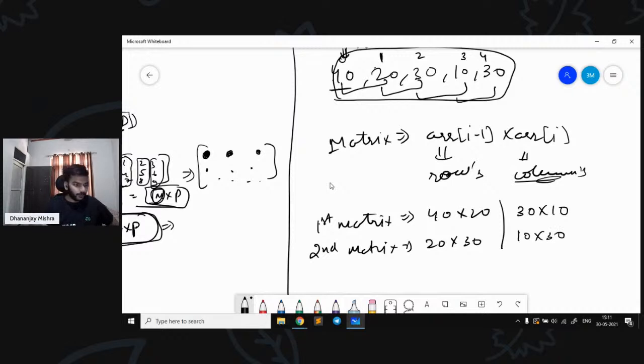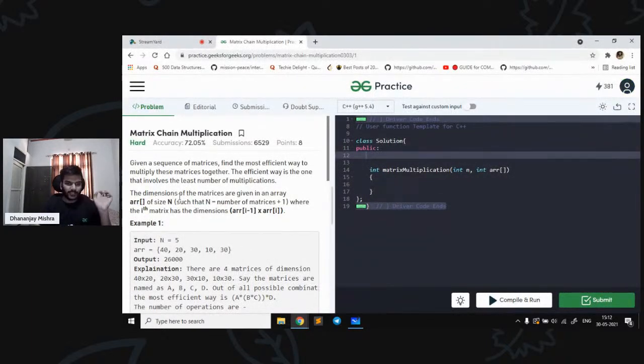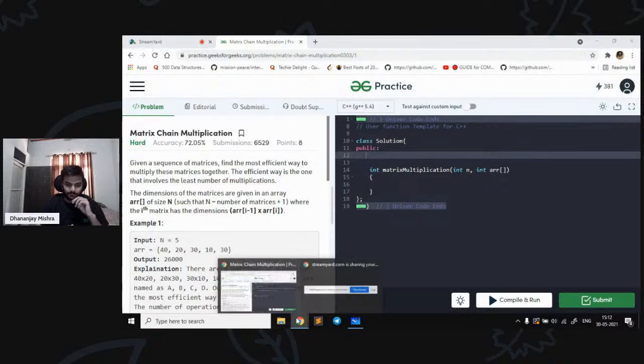Now, as you can see, there are a total of 4 matrices, right? So here it is saying that n is equal to the number of matrices plus 1. So basically we had n equal to 5 here, and the number of matrices possible were 4, right? So that's why n is equal to the number of matrices plus 1, that is 4 plus 1 equal to 5 in this case, right?